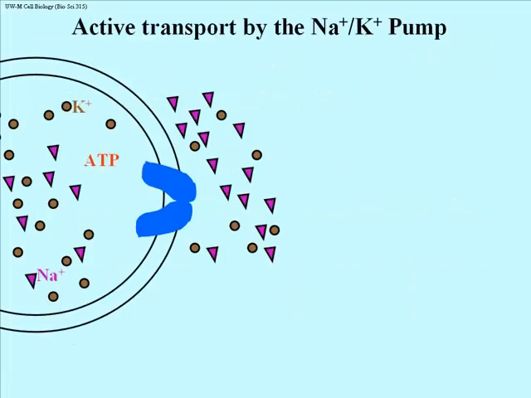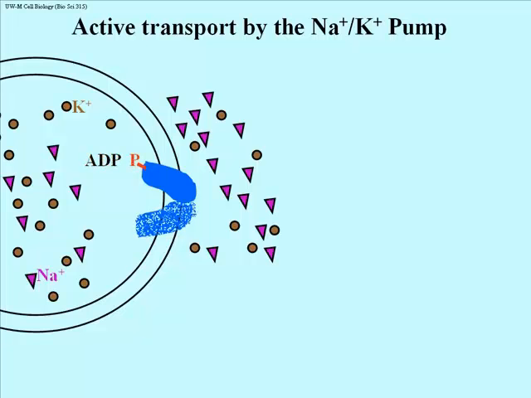So we start with ATP in the cell. The cell is off to the left. We have a sodium-potassium pump protein in blue, shown here. And we have sodium shown as purple triangles and potassium shown as brown spheres or brown circles. So how does the pump work? Well, the first thing that happens is ATP is hydrolyzed to ADP, and the phosphate from the ATP binds to the sodium-potassium pump. Let's look at that again.